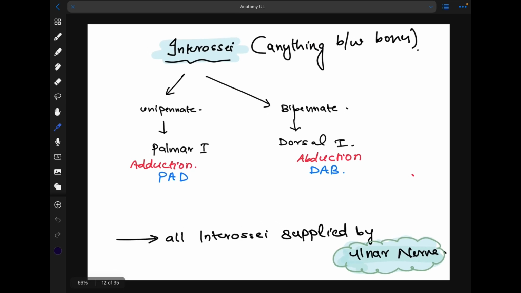Interossei. Anything between the bones we call interossei. There are 4 palmar interossei and 4 dorsal interossei. The palmar interossei are unipinnate and the dorsal interossei are bipinnate. There is a code, PAD and DAB: palmar interossei adduct, and dorsal interossei abduct. All the interossei are supplied by the ulnar nerve.